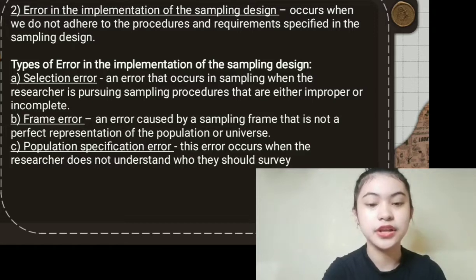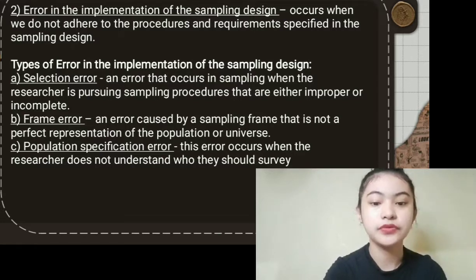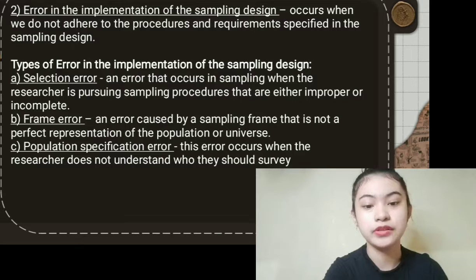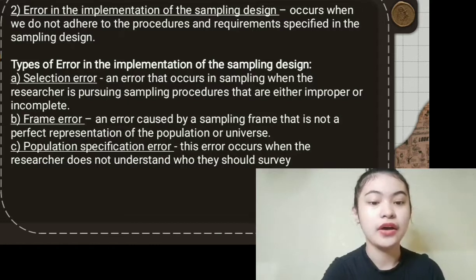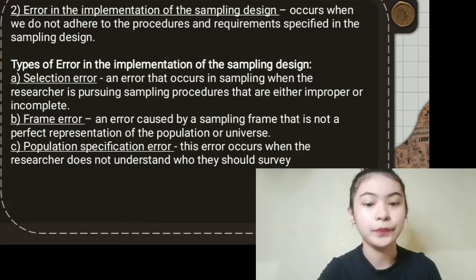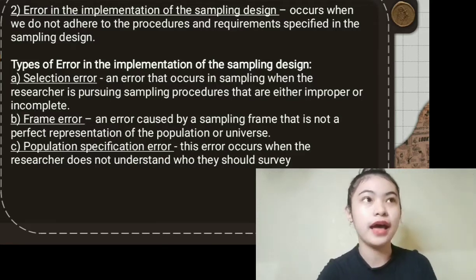First is the selection error. It is an error that occurs in sampling when the researcher is pursuing sampling procedures that are either improper or incomplete. Next is the frame error. It is an error caused by a sampling frame that is not a perfect representation of the population or universe. And lastly, the population specification error occurs when the researcher does not understand who they should survey. It also happened when you don't know the target people that should be in that specific survey.